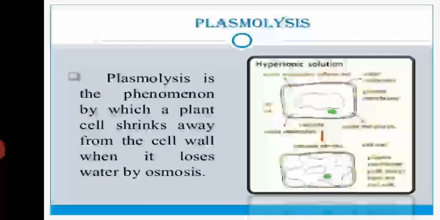Now what is plasmolysis? As I have told you about the hypertonic solution, what happens in a hypertonic solution?